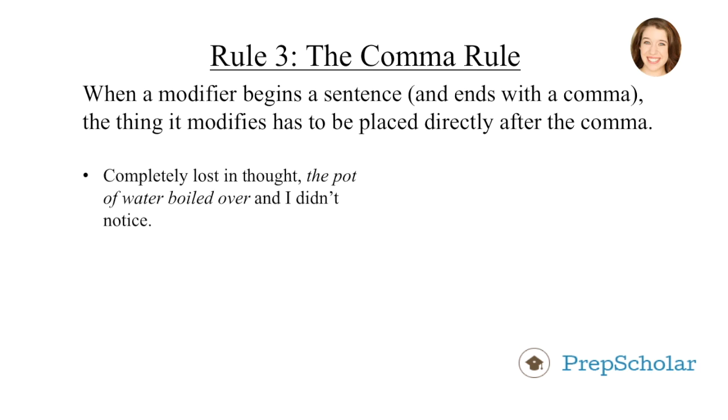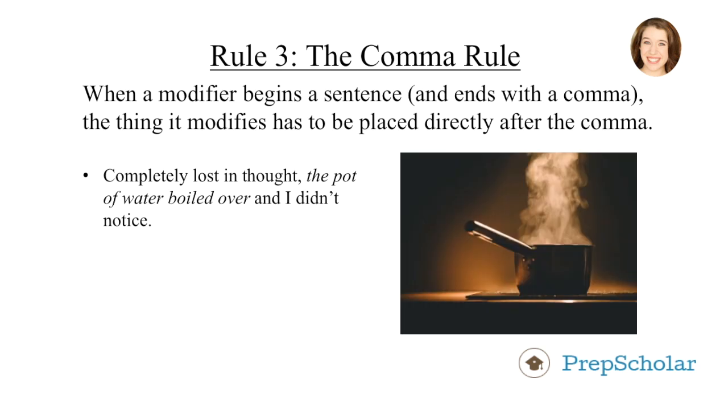Completely lost in thought. The pot of water boiled over and I didn't notice. Now think about this really carefully. Here we've got a pot of water that boils over, but we've also got a modifying phrase, completely lost in thought. That describes something going on in the sentence. It begins the sentence. It ends with that comma after thought. But here's the thing. What that modifying phrase modifies needs to come directly after the comma.